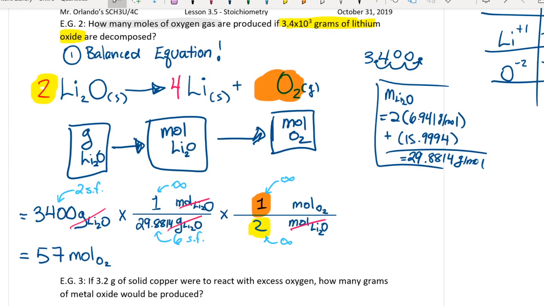Are you lost? Wait, can you scroll back down for the steps? I think I messed up. The problem is, there's nothing to cancel here. You end up with moles. But look, you have to know moles of what? This is moles of copper. And those are moles of copper oxide. Those don't cancel. They're different things.